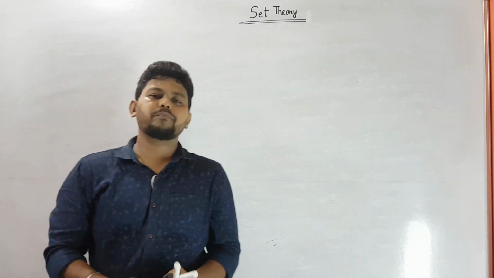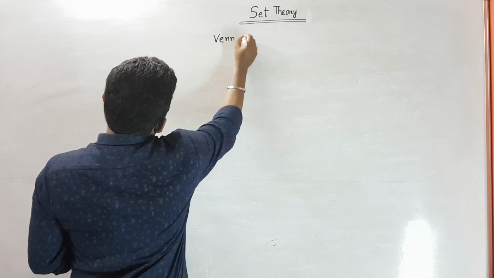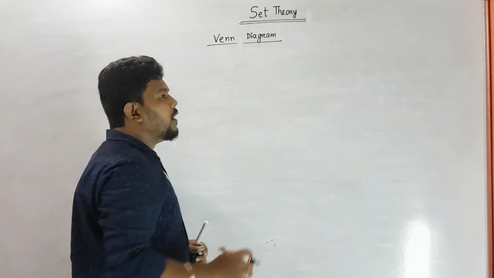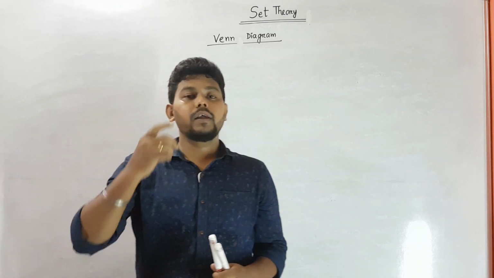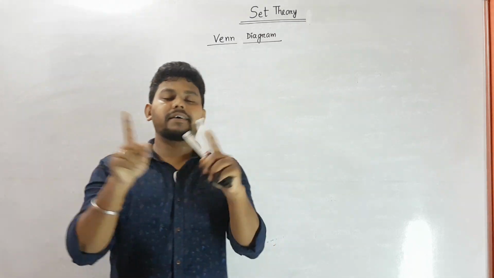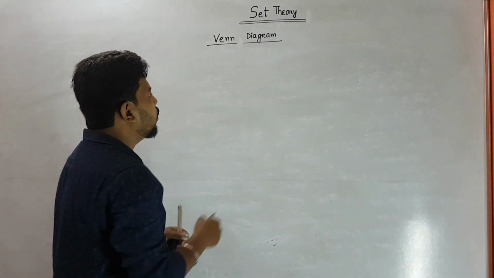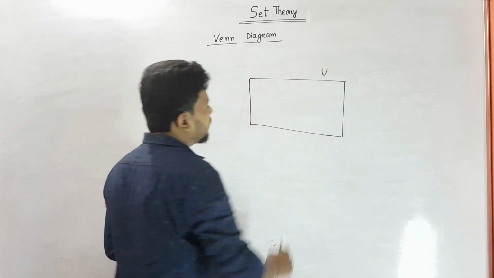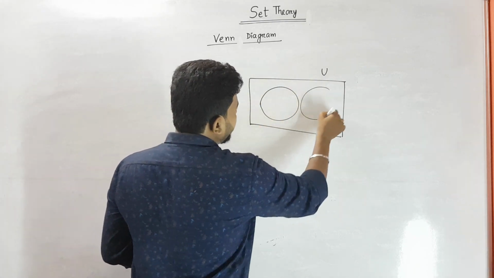Now it's time to discuss Venn diagram. What is Venn diagram? Venn diagram is the system of representing sets in a diagrammatic way. In Venn diagram, we denote the universal set by a rectangle and the subsets as circular figures. Like we denote this rectangle as universal set and these circular figures as subsets of U.